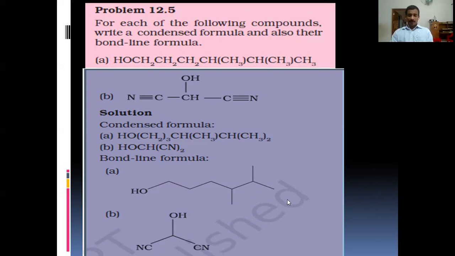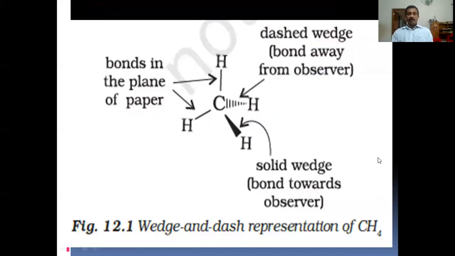And you have to practice it. You'll get more examples from your textbook. Very simple to understand. Now, three-dimensional representation of an organic compound.